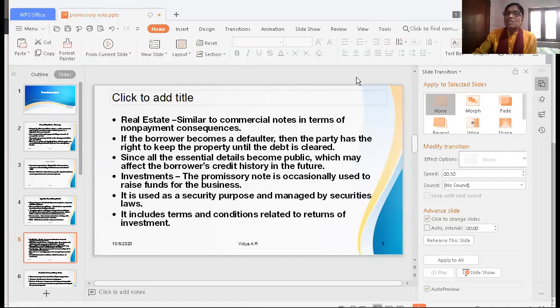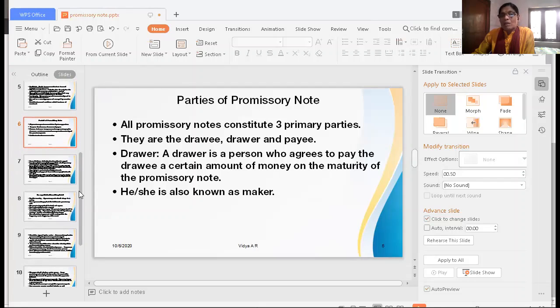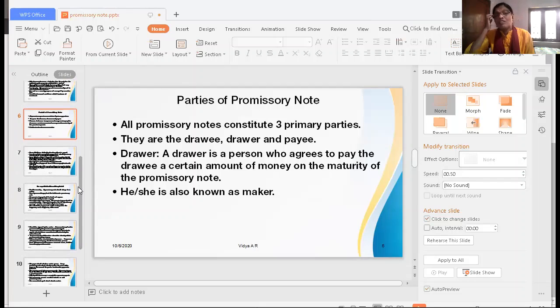And it includes terms and conditions related to the returns on the investments. So what return are you going to get when you are giving some kind of a loan to the company? A particular interest will be fixed. So every year you will be getting such an interest from the company based on the pro note you have issued to the company. So that is how all these types are.